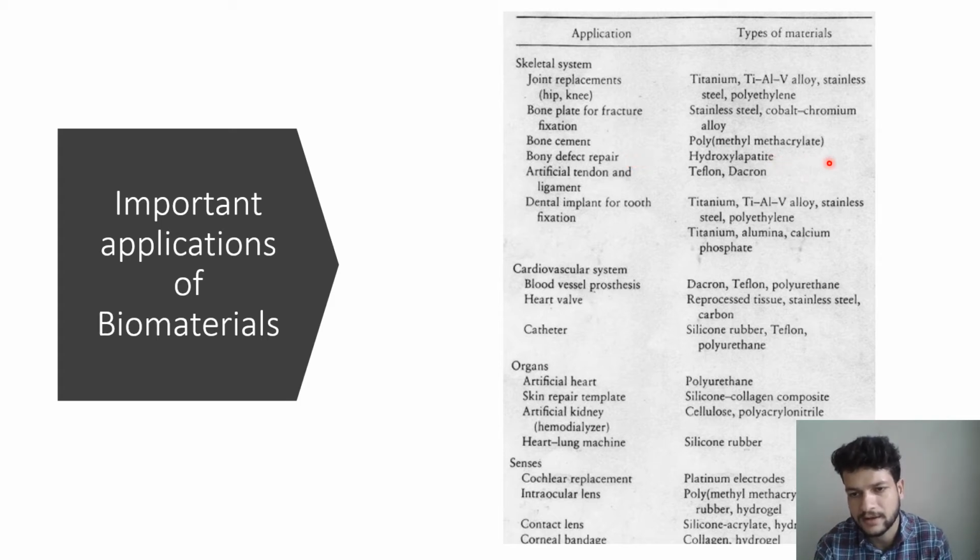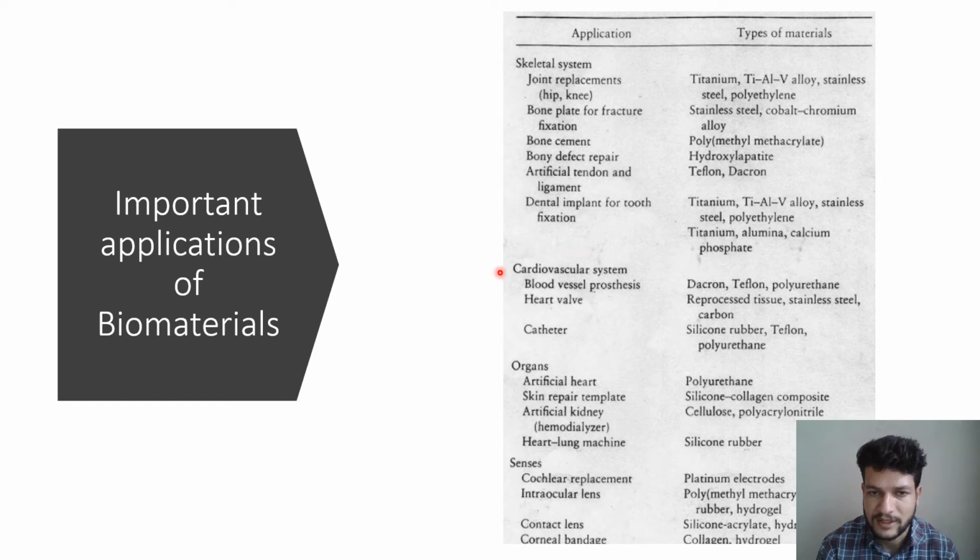Actually, hydroxyapatite is a major portion of the human bone, so this material is also used to repair bone defects. For artificial tendons and ligaments, Teflon and Dacron are used because of their elasticity. In case of dental implants for tooth fixation, very hard materials are used, for example, titanium, aluminum alloys, stainless steel, polyethylene, and calcium phosphate.